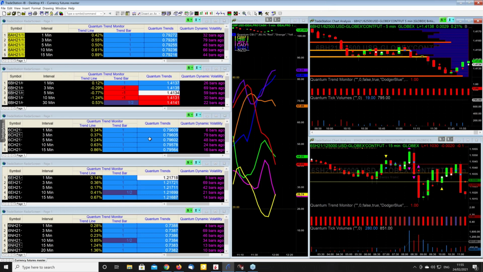And you can see here, just going back to the trade stations, again, you can see what's going on here now. It's quite interesting. On Aussie dollar, we're all blue. So in other words, trend monitor is blue. So we've had a transition from 1 through to 3, 5, 10, and up to 15, all in agreement in that slab of price action.